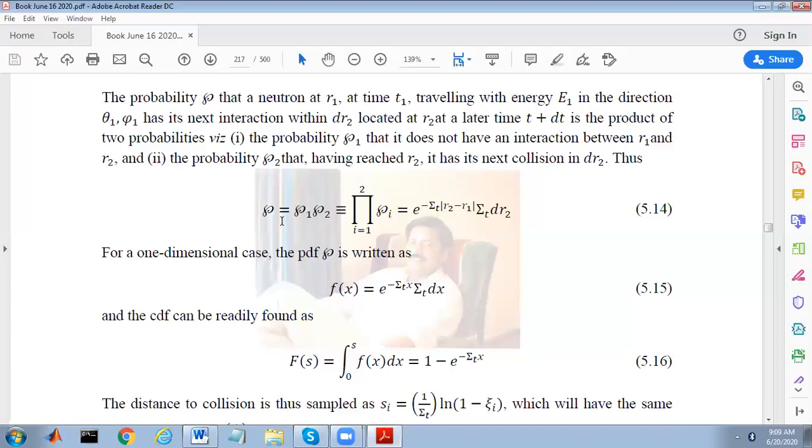Okay, so in the same way, I multiply P1 by P2, and I get the probability of not having an interaction between R1 and R2, and of having an interaction in dr2. And I remember, this is the symbol for product. So i is 1 to 2, so this is the symbol of P1 times P2.